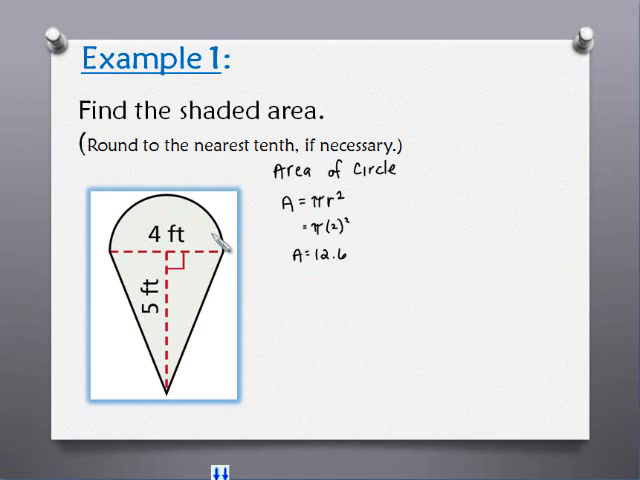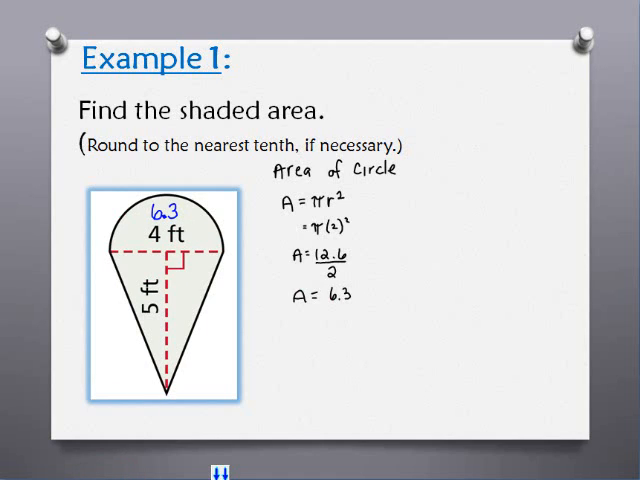Now this right here is the equation for the area of a circle. Notice here we don't have a full circle, we have half a circle. So this area right here is not my area. I'm going to have to take this number and divide it in half, divide it by 2. That will tell me the actual area of this top semicircle. So 12.6 divided by 2 gives me 6.3. Okay, so right here, I'm going to go ahead and write this in blue. The area of this top figure is 6.3.